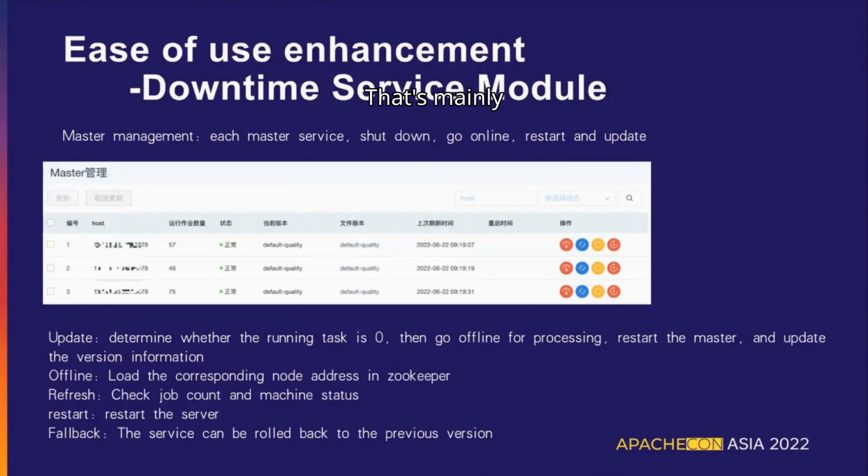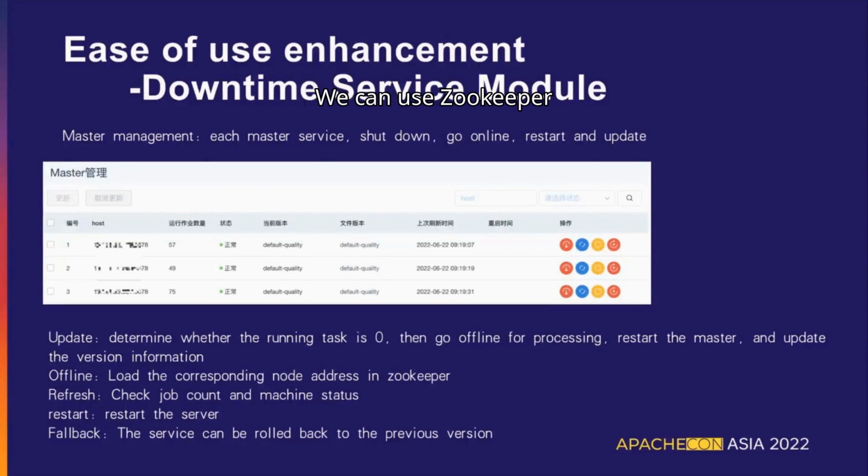That's mainly master and worker. We are mainly adopting an update mechanism. The update mechanism actually contains offline, refresh, restart, and rollback if there is a problem. The main part is our downtime part. Then how is downtime specifically implemented? Because our offline process depends on Zookeeper, because in these active servers, we maintain addresses in Zookeeper.